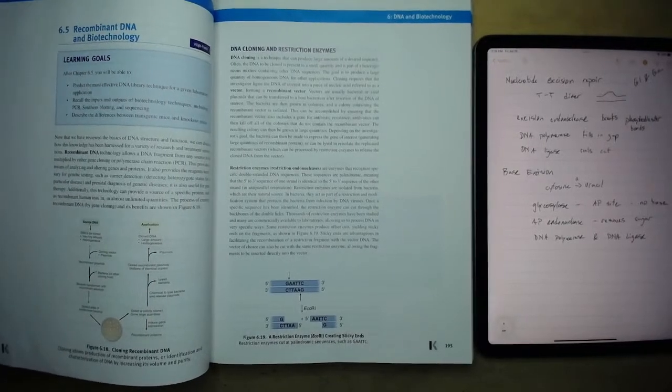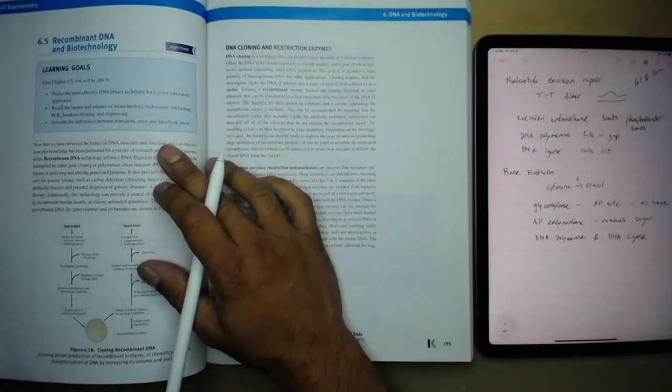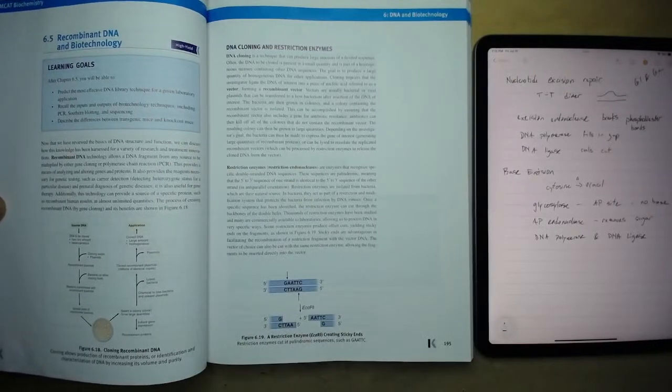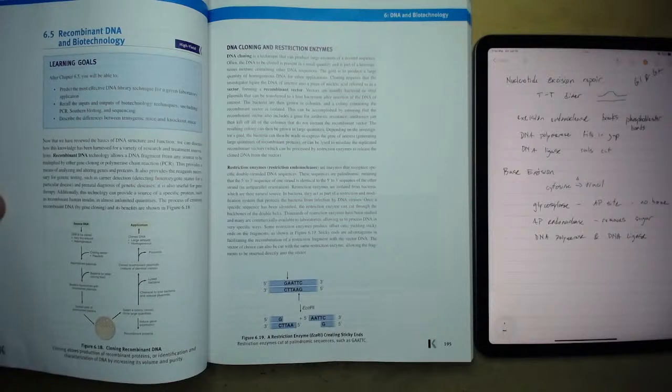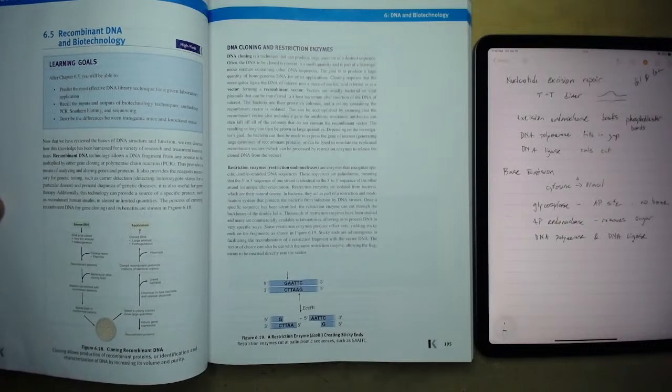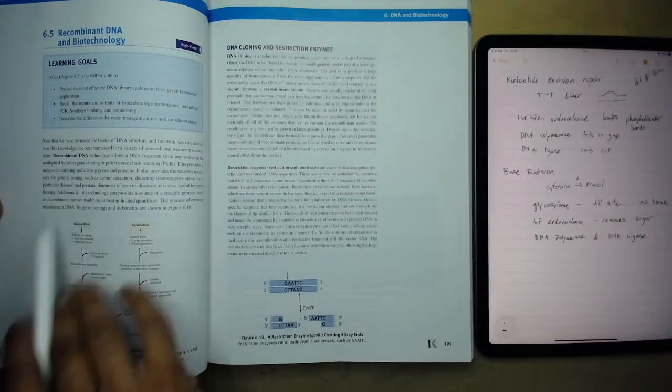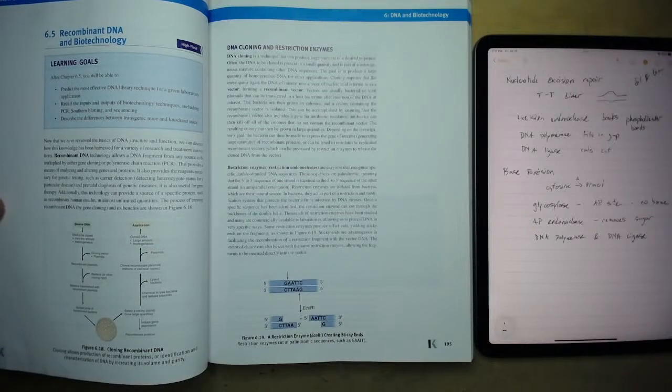Recombinant DNA and biotechnology. Now that we've reviewed the basics of DNA structure and function, we can discuss how this knowledge has been harnessed for a variety of research and treatment innovations. Recombinant DNA technology allows a DNA fragment from any source to be multiplied by either gene cloning or polymerase chain reaction (PCR). This provides a means of analyzing and altering genes and proteins.